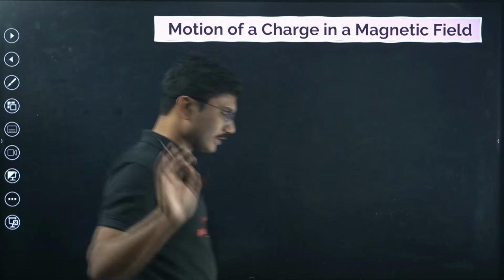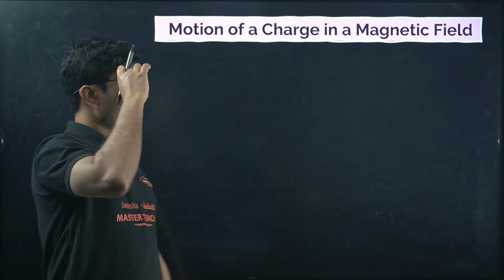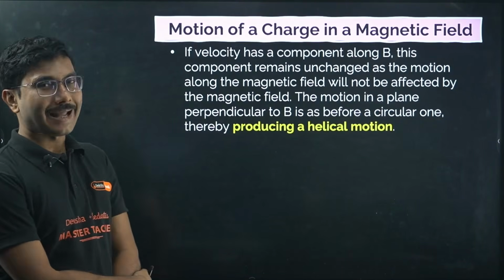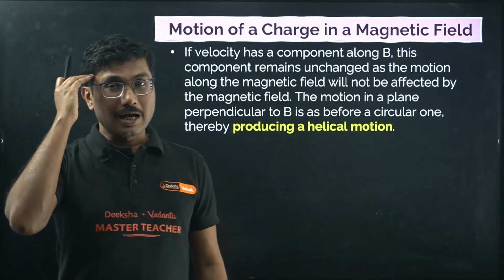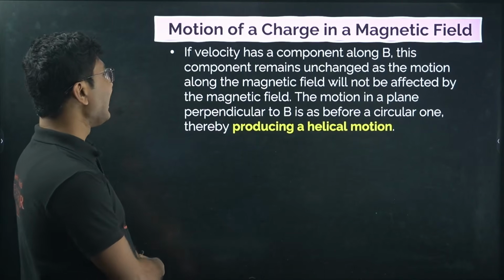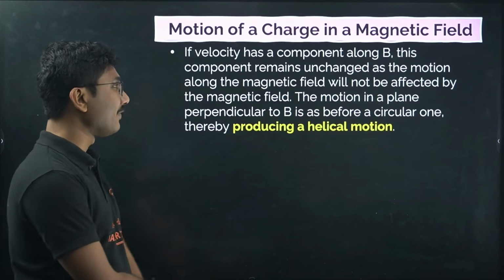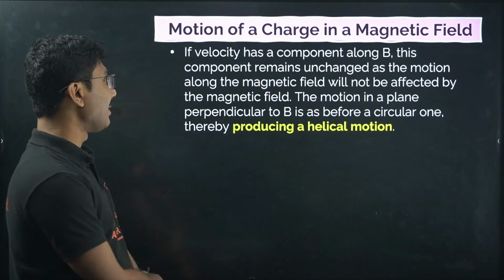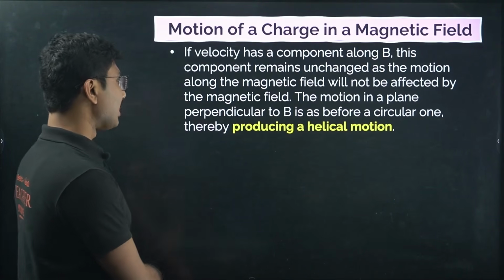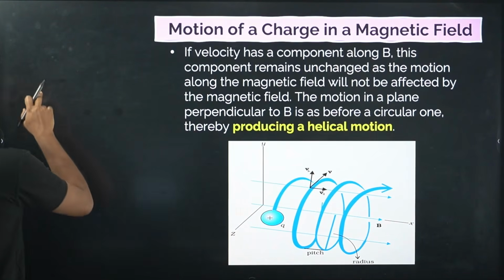So this is a very tricky question. COMEDK questions are usually very tricky, not as simple as KCET. Motion of a charge in a magnetic field, but COMEDK problems are very brain-teasing problems. If velocity has a component along B, this component remains unchanged as the motion along the magnetic field will not be affected by the magnetic field. The motion in a plane perpendicular to B is a circular one, therefore producing a helical motion. Let's see what is the meaning of all these complicated terms.